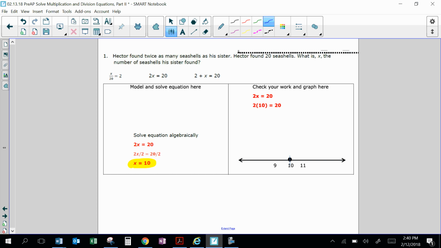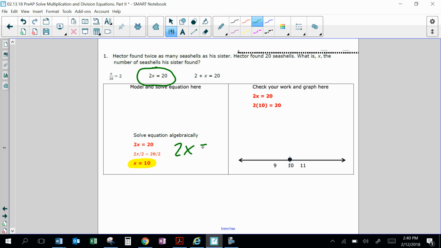So number 1, the answer. Hector found twice as many. When you find twice of something, that's like times 2. Only this one shows a multiplicative relationship. So 2x equals 20. Let's solve it algebraically.